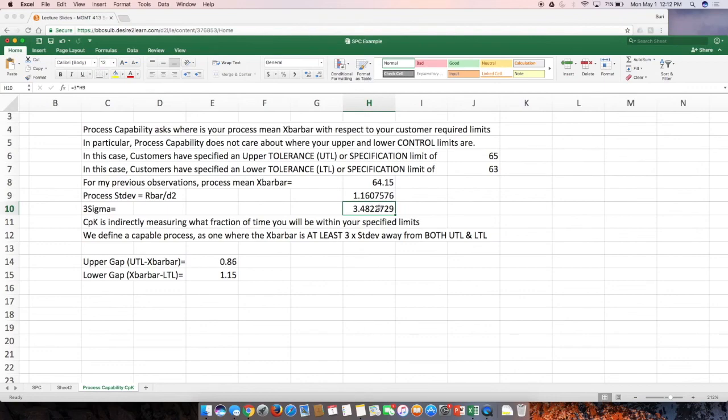Do you have that here? Yes or no? What's the gap here, folks? Is this greater or less than 3 sigma? This is smaller. So does this satisfy the requirement of at least 3 standard deviations away? No. This is less than 3 sigma, so it does not satisfy. So not capable. Even this is less than 3 sigma. Everybody see? Not capable.